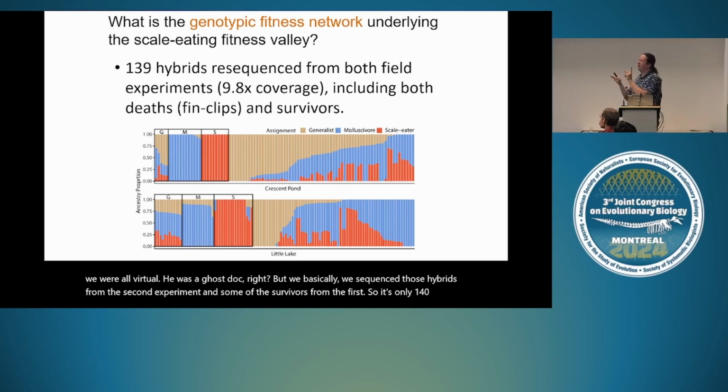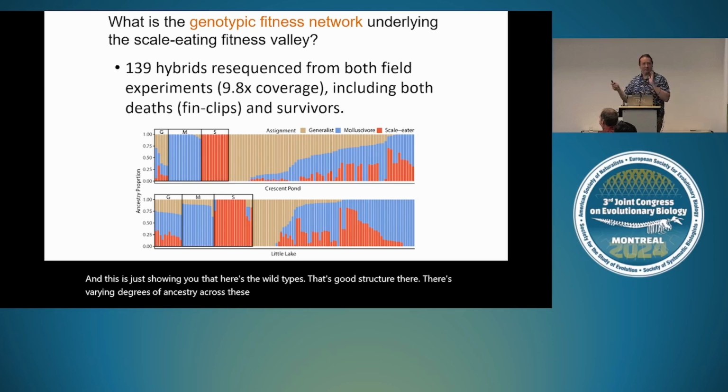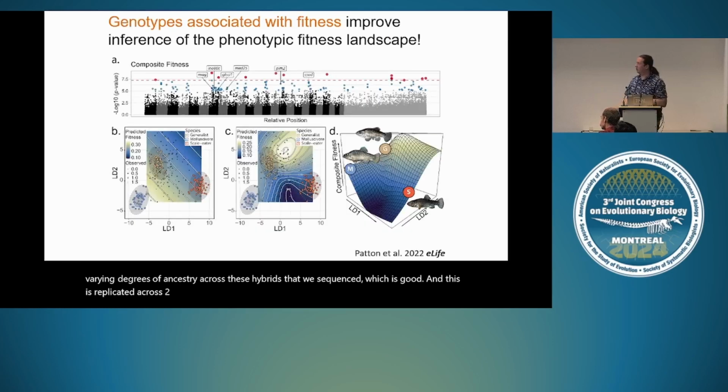But for them, we have their growth rate in the wild, their survival in the wild, so some of them just died, right? We also have their phenotypes, and we have their genomes to about 10x coverage. And this is just showing you the wild types. That's good structure there. There's varying degrees of ancestry across these hybrids that we sequenced, which is good. And this is replicated across 2 different lake hybrid populations.